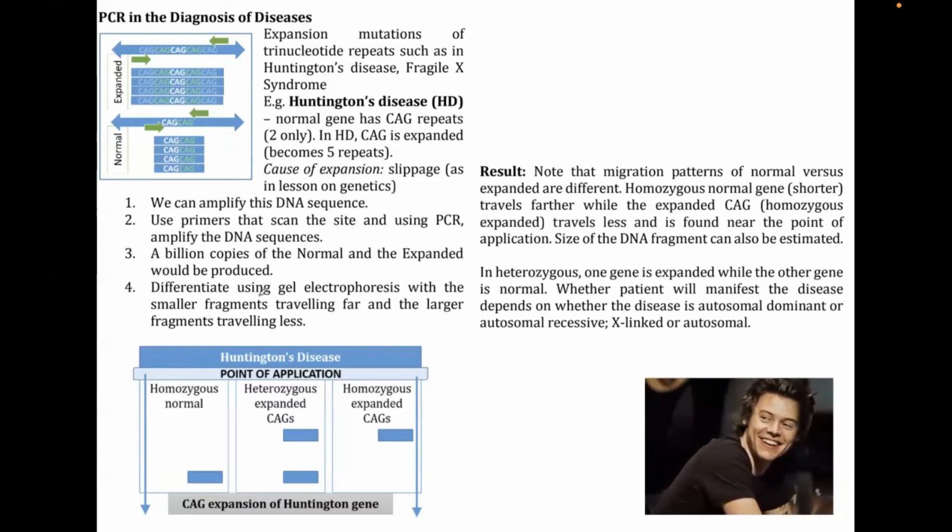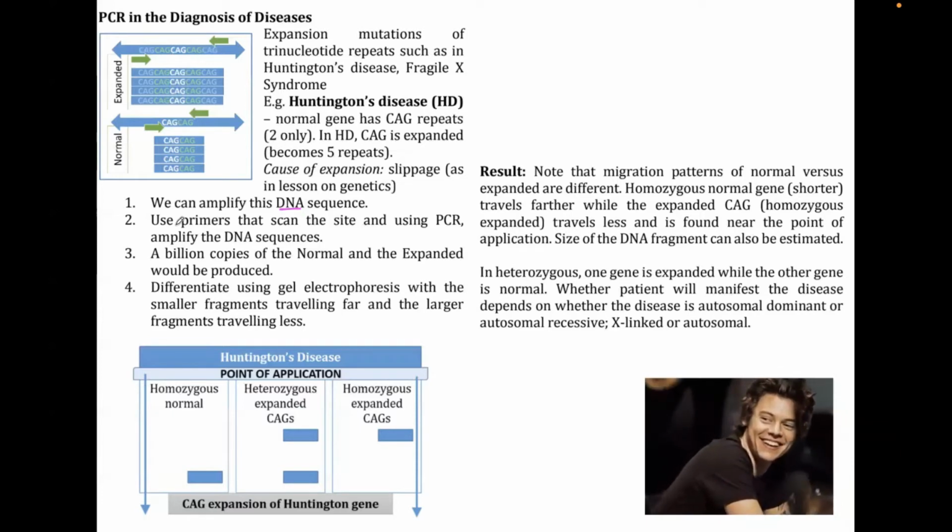Okay, ang principle ni PCR doon sa example natin na disease is we can amplify this DNA sequence. Next, we can use primers that can scan the site and using PCR amplify the DNA sequences. So para mas ma-visualize natin siya, ma-appreciate natin yung visualization ng Huntington's disease, ang gagawin natin, paparamihin natin yung nucleotide sample ng ating Huntington's disease genes. Okay, for example, ipaparamihin natin siya.